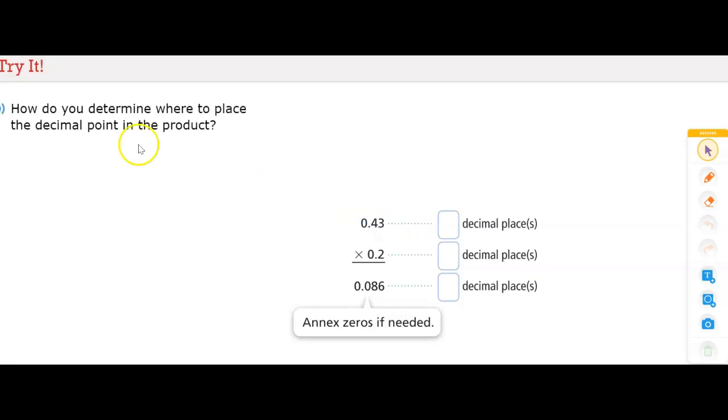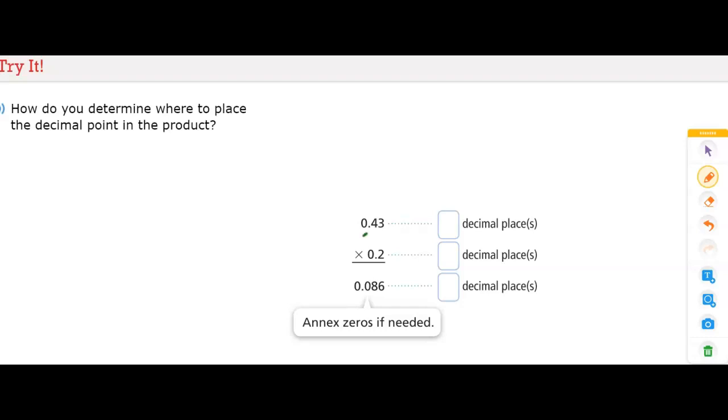So let's try it. How do you determine where to place the decimal point in the product? Once again, with multiplying you need to have the numbers be lined up. That is the difference between adding and subtracting versus multiplying. The numbers now have to be lined up and not the decimals. So we need to find where our decimal point goes once we find our product.